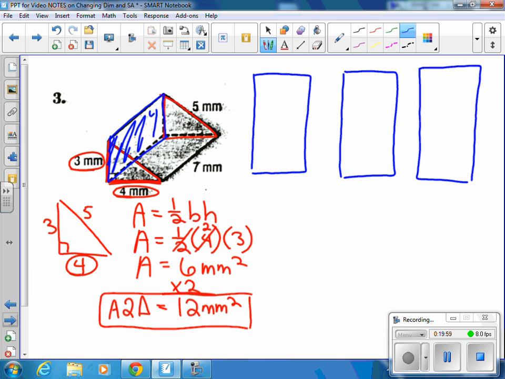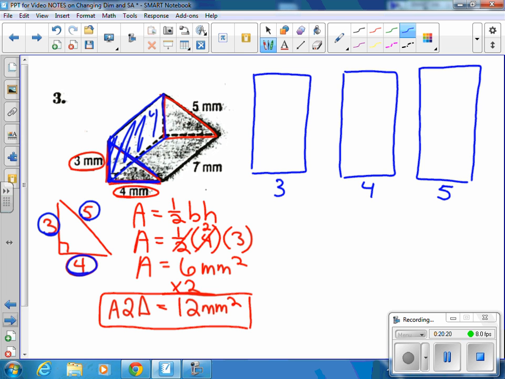Now again, each rectangle is touching an edge of my triangle. There's one edge, there's another edge, and there's another edge. And we already determined that each edge of my triangle has a different measurement. One of them is 4, one of them is 3, and one of them is 5. So that means on my rectangles, one of these is going to be 3, one is going to be 4, and one is going to be 5.